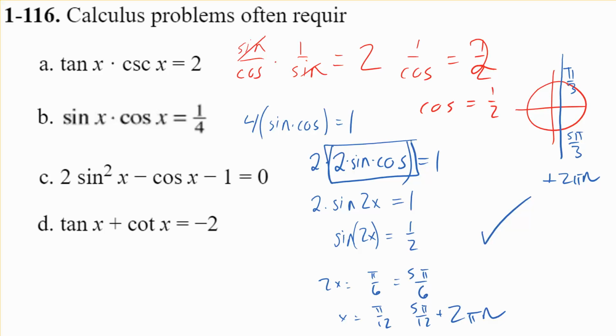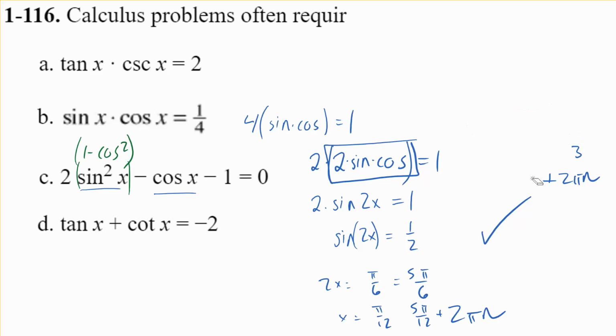The next one, 2 sine squared minus cosine minus 1. If possible, we want to get into one function. So taking sine squared and making it 1 minus cosine squared. Then we've got all cosines. So let's start simplifying that guy. And I'll go ahead and put that up here somewhere. 2 minus 2 cosine squared minus cosine minus 1 equals 0.